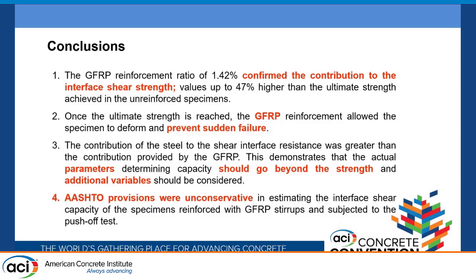Also, the contribution of the steel to the shear interface resistance was greater than the contribution provided by GFRP. So this demonstrates that the actual parameters determining the capacity should go beyond the strength, and additional variables should be considered, for example the modulus of elasticity, to consider the stiffness factor. And according to the last slide, you can see that the AASHTO provisions were unconservative in estimating the interface shear capacity of the specimens reinforced with GFRP materials.